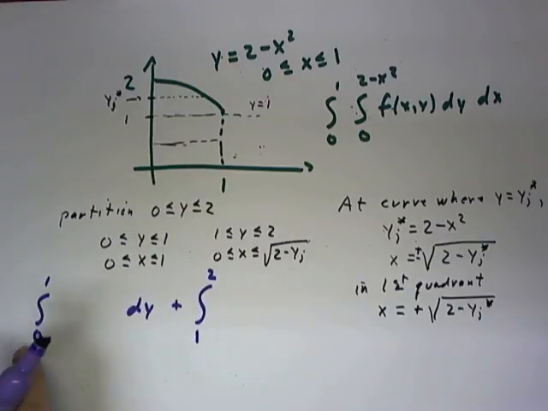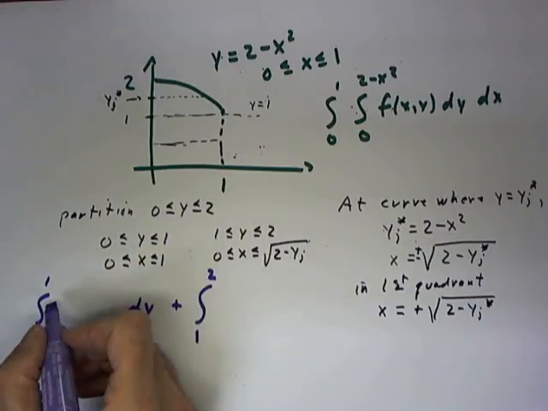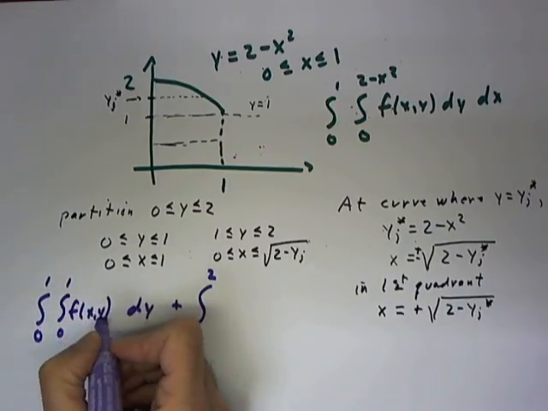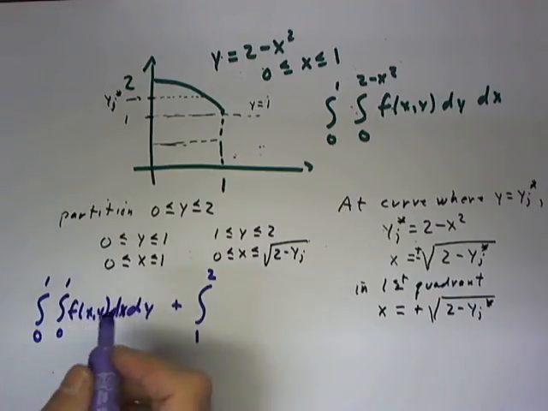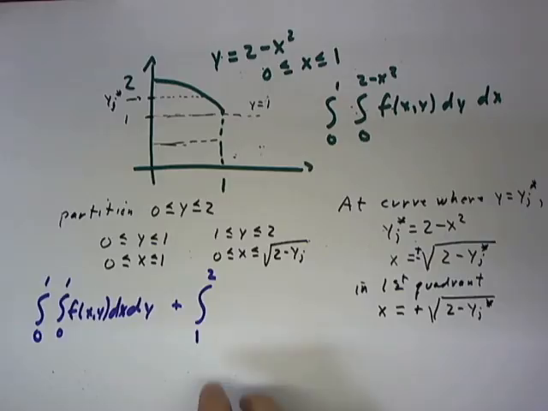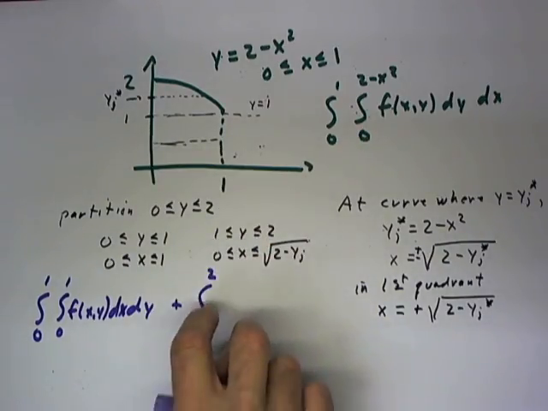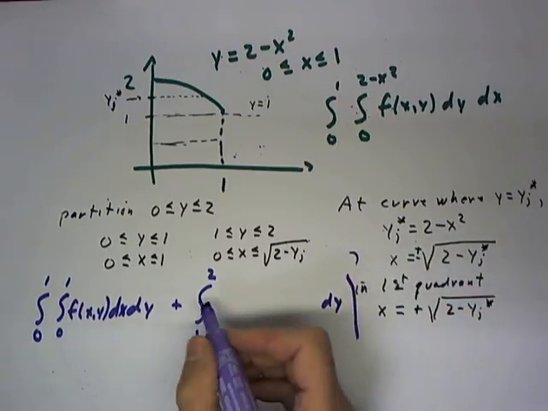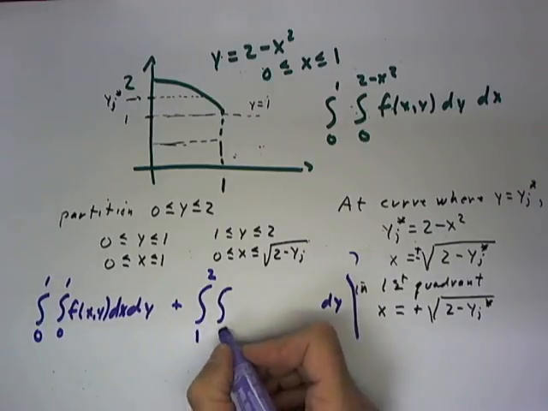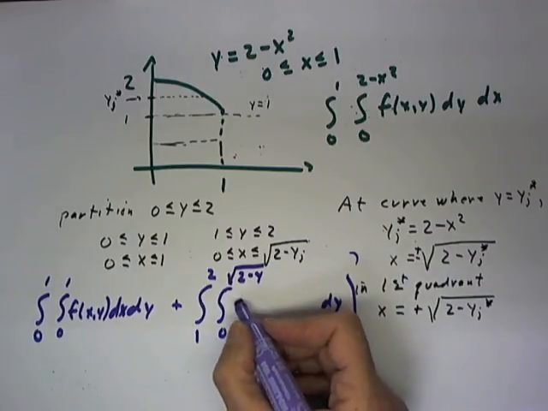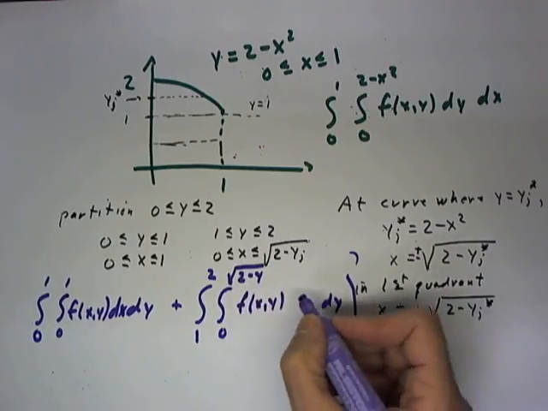On this part of the interval, where y goes from 0 to 1, x just simply goes from 0 to 1. So we're going to just go from 0 to 1, f of x, y, dx. And our inner integral is going to be very simple in form. Our limits in the integral will be very simple. Between y equals 1 and 2, our x is going to go from 0 to the square root of 2 minus y. So then we're going to have our f of x, y, dx.